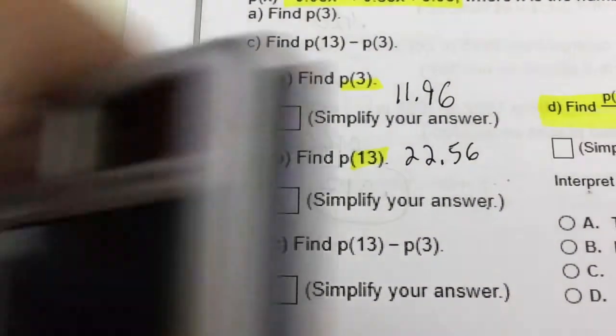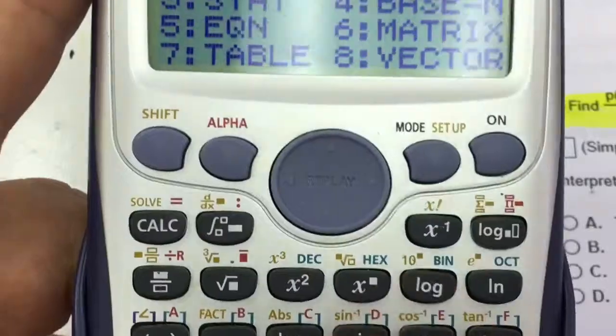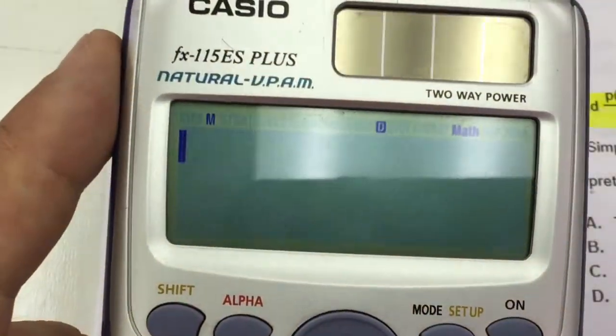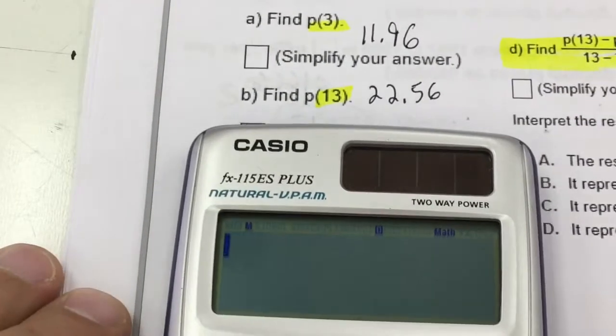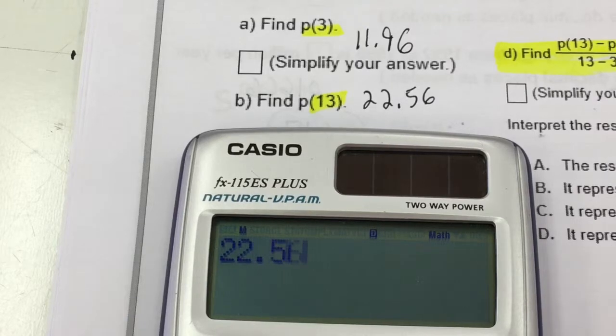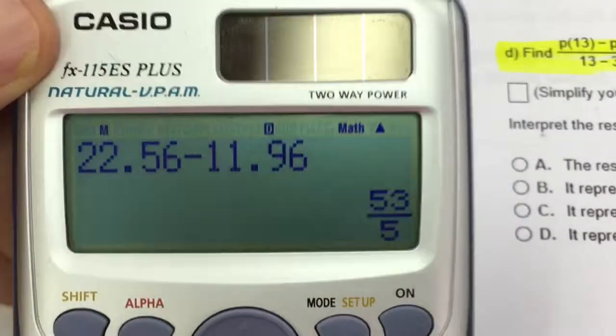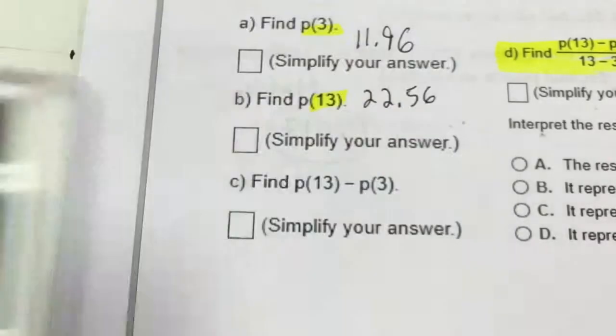Now they want me to subtract those. So I have to hit mode 1 to get back into normal computational mode. Mode 1, that means computation. So I'm going to do that. 22.56 minus 11.96. Go with the decimals. Minus 11.96. 53 over 5. Hit SD. 10.6.